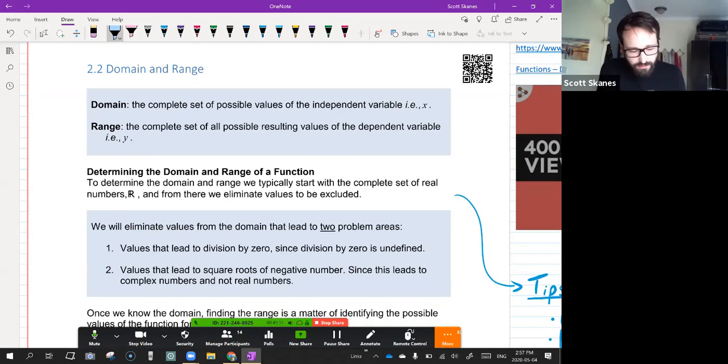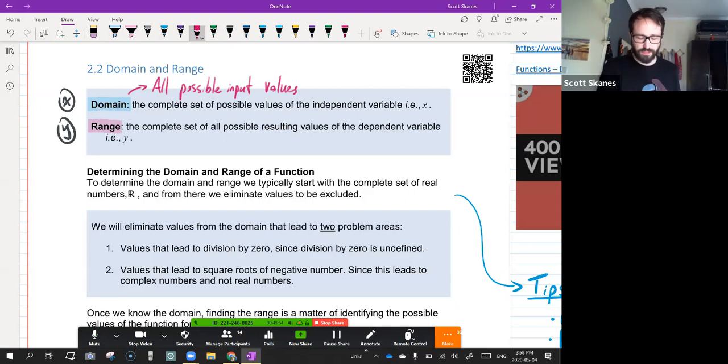First of all, domain is related to x values. Range is related to y values. Domain is all possible input values. What that means is, you might be given a function, for example, root x. If I put numbers into that function, am I allowed to put a 1 in? Yes, I am. Am I allowed to put a 5 in? Yes, I am. Am I allowed to put a 0 in? Of course I am. Am I allowed to put a negative number in?